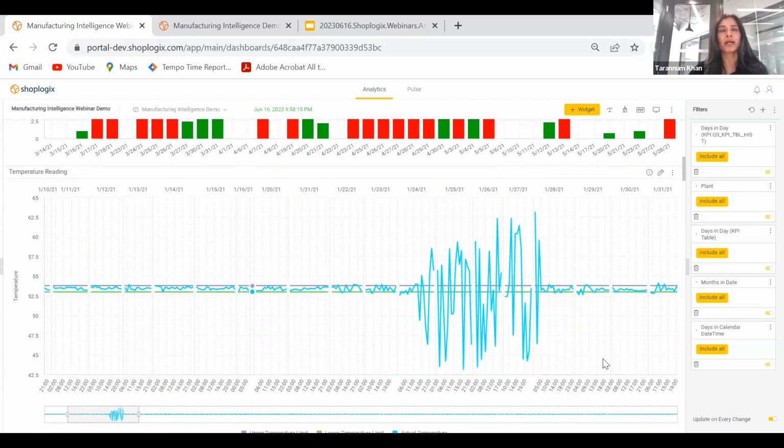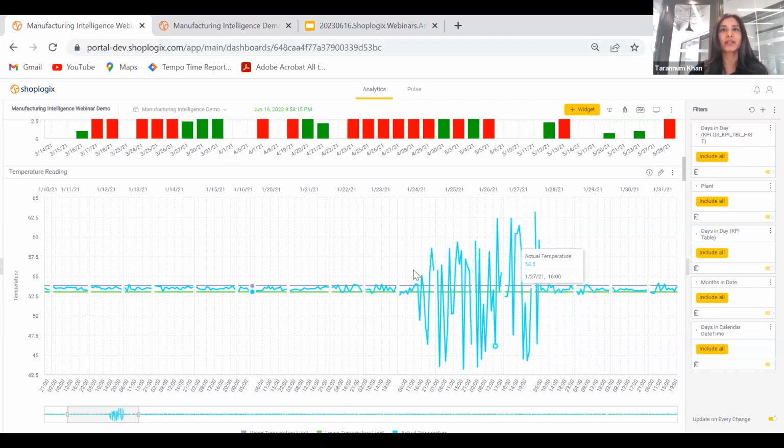Here's another example of bringing other sources of data into Shoplogix Analytics Suite to start to get those correlationships and understand what's happening on the shop floor. So here's the temperature reading. So it's looking at over the course of time. The purple line is your upper temperature limit. The blue is your actuals, and then the green is a lower temperature limit. This could have been set by R&D, could have been set by the quality team, depending on how your organization operates, but we have the ability to bring in the targets that matter to you to make sure your product is always staying within spec.